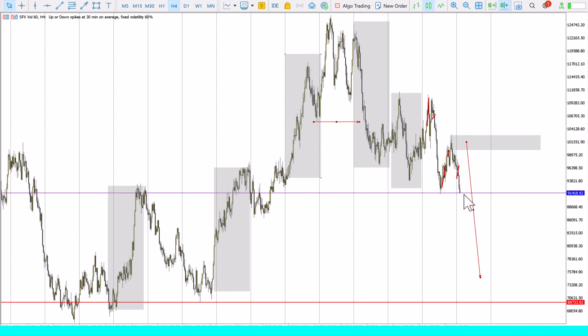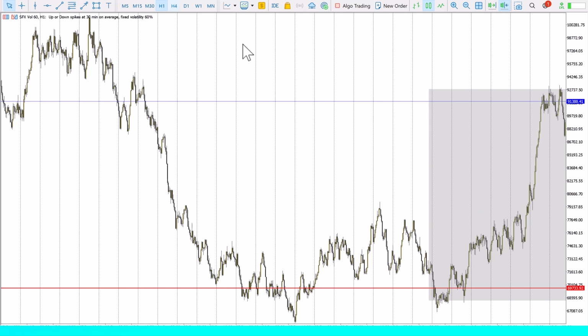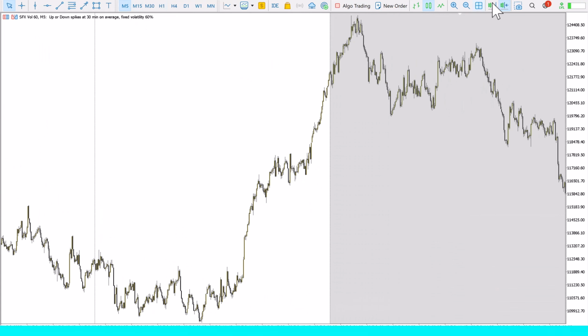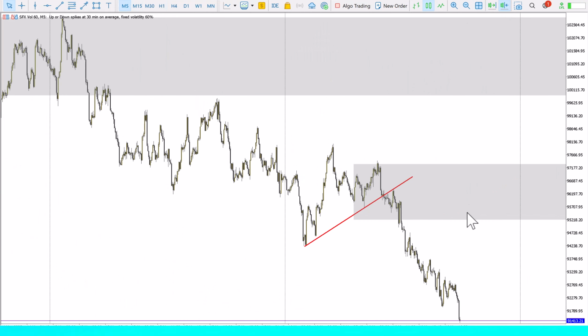And what am I waiting for? I'm actually waiting for price to give me a reason to enter. So I'll go on the H1 and try to see if price can get back to these levels. If not, I'm just going to go on the M5 and try to find my trend lines that are going to be taken out. As you can see in this area where I just drew a trend line, break and retest, then we are off.